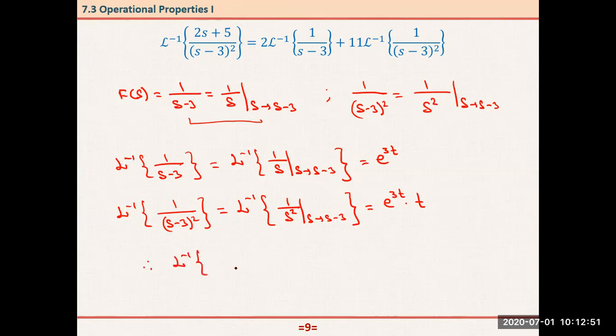Now if I substitute here, then we get this result. The inverse Laplace transform of this, 2 over s minus 3 plus 11 over s minus 3 squared, is equal to, here I have 2, right? The first thing is 2 times e to the power 3t, right? And plus, next thing is 11 times t times e to the power 3t.